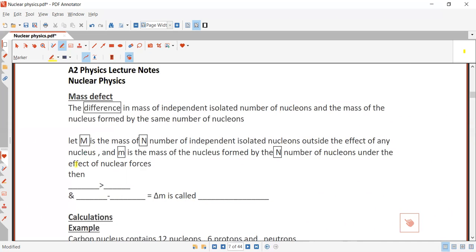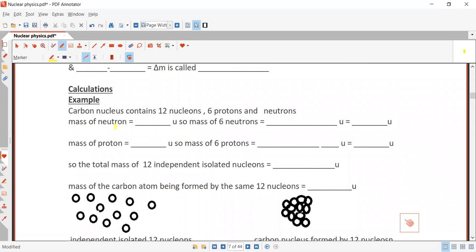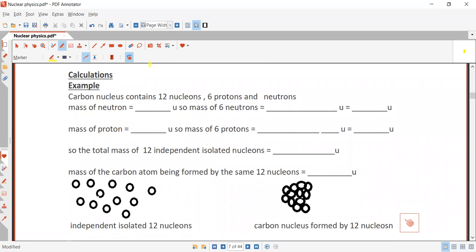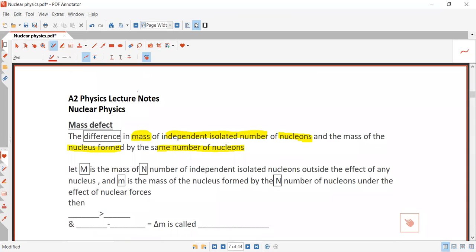Okay. So what is mass defect? It is the difference between the mass of the independent isolated nucleons and the mass of the nucleus formed by the same number of nucleons. Now, how can you understand it? Mass defect is a new concept for you. Let me start. Okay, let's talk about the carbon nucleus, right? Einstein told us about this concept. Let me tell you that before starting this concept.